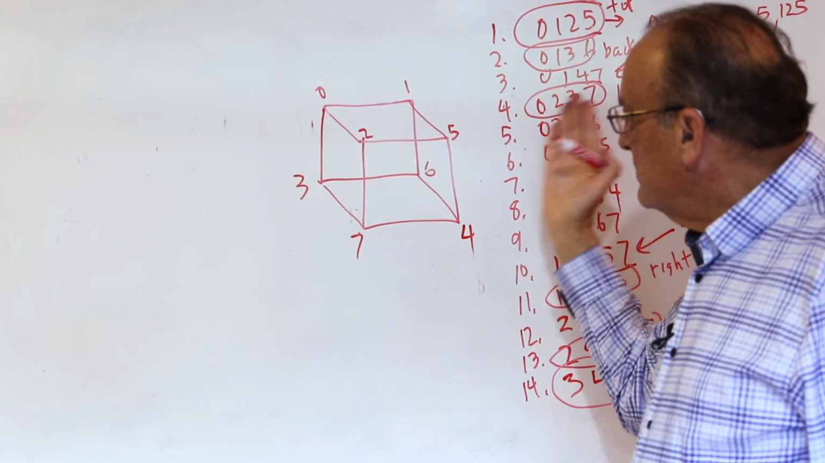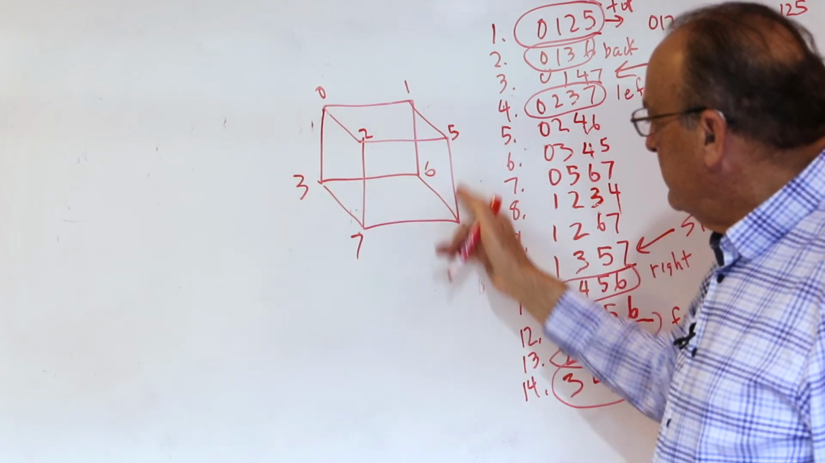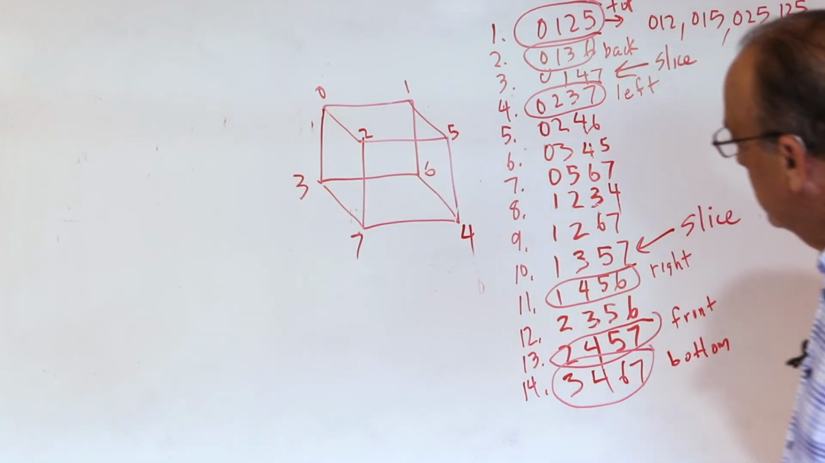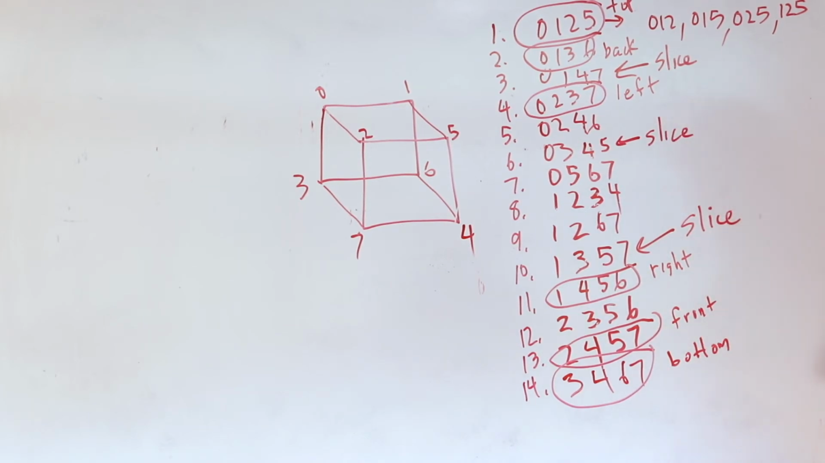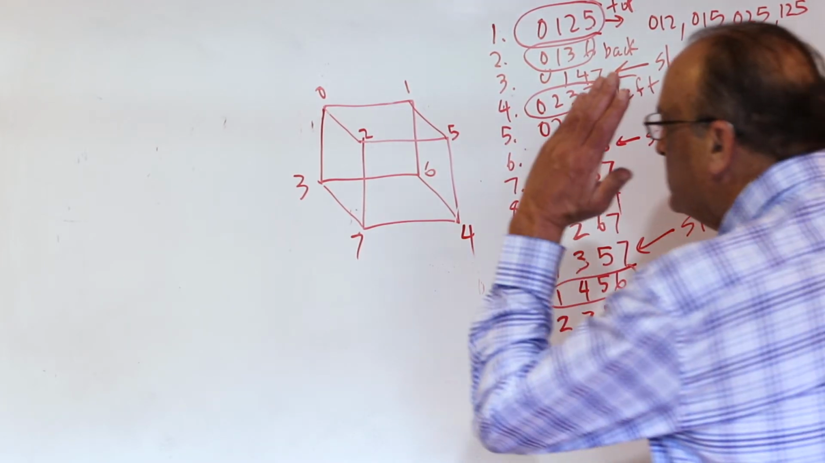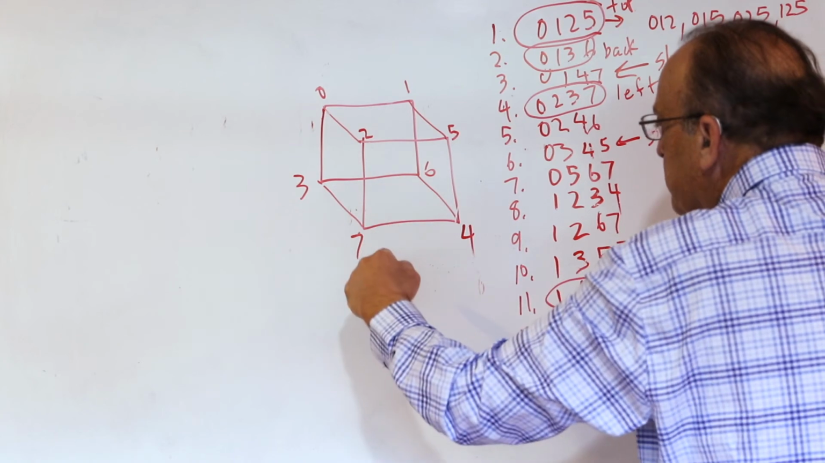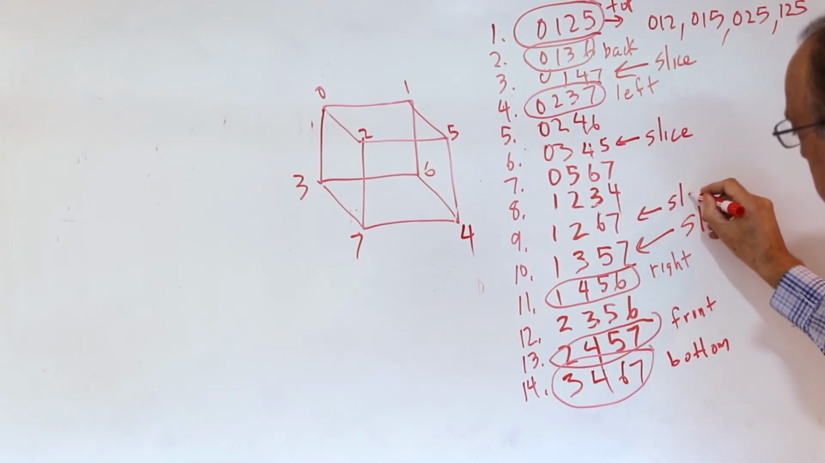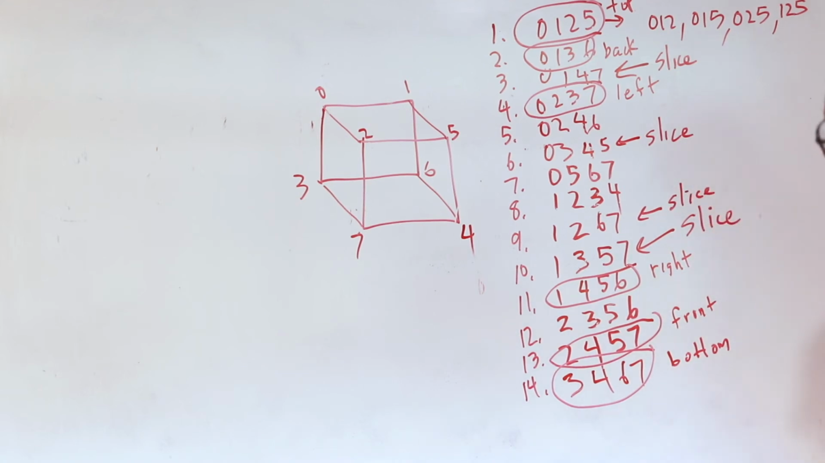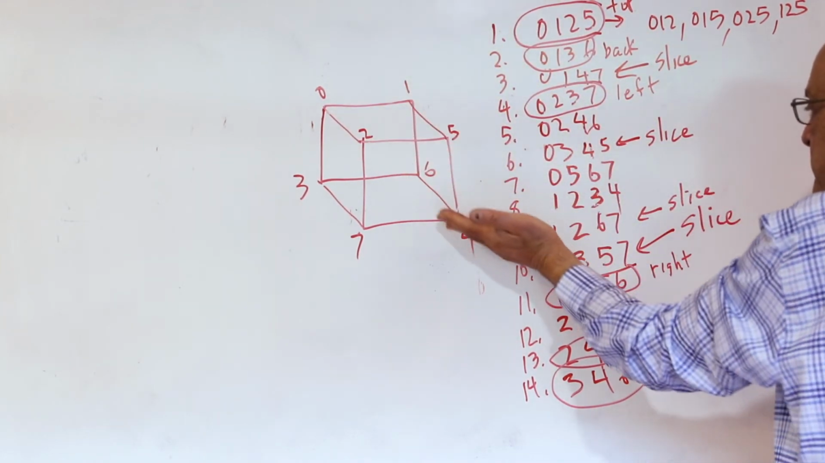Now I can slice like that, 0, 3, 4, 5. That's also a slice. And I could slice like this, 1, 2, 6, 7. That's a slice. And 0, 2, 4, 6 is a slice.